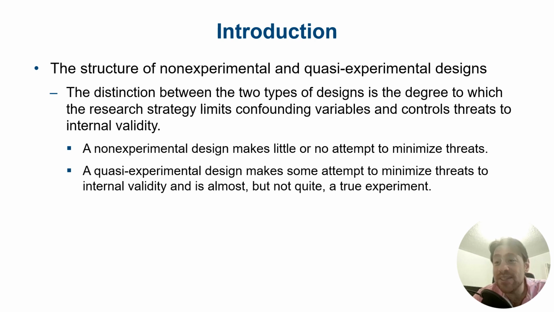So the distinction between these two designs is the degree to which they control confounding variables and threats to internal validity. So non-experimental designs make little to no attempt to control threats to internal validity, while quasi-experimental designs make some attempts to control threats, and so make an effort to approach the rigor of a true experiment while still falling just a bit short.